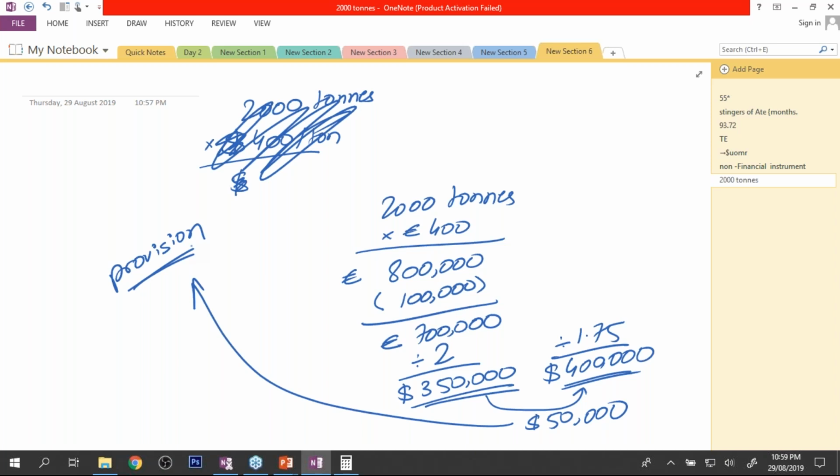So this is how we have to identify whether a financial instrument, a forward contract, is a derivative or not. We have to check whether it is going to be settled in cash or in goods. If it is going to be settled in goods, it is a non-derivative, and we have to check as per IAS 37 whether the contract is onerous or not. And if it's going to be settled in cash, it is a derivative, accounted for accordingly.